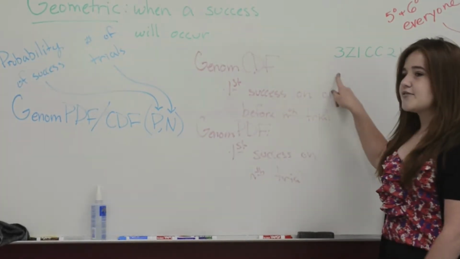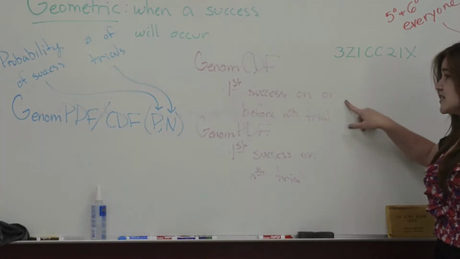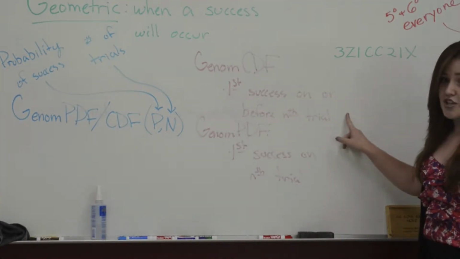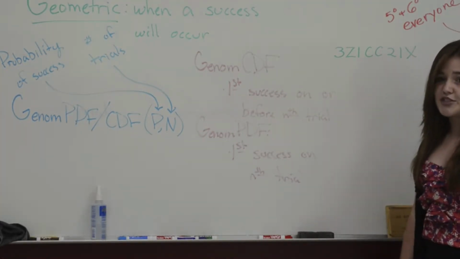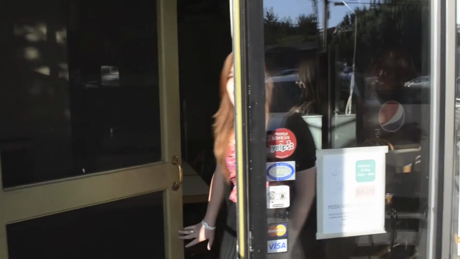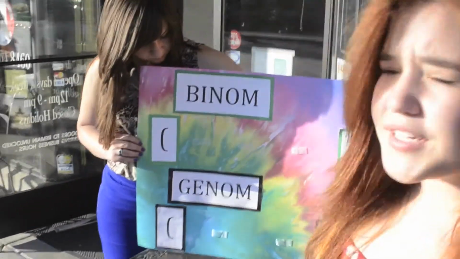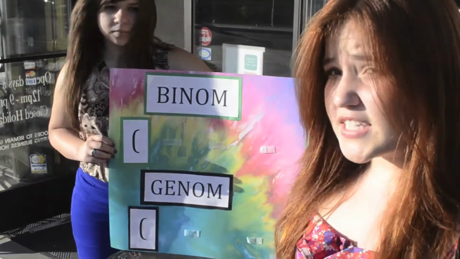Now what about CDF? Well, it's going to be the first success on or before the nth trial. Let's go ahead and see an example of geometcdf. This restaurant serves 4 types of pizzas: cheese, pepperoni, vegetarian, and combo. What is the probability of getting a cheese pizza by the 10th order?